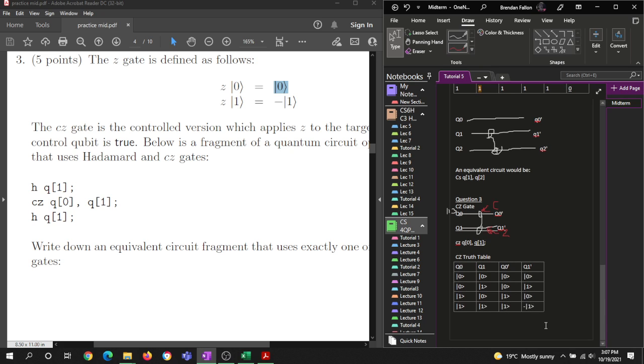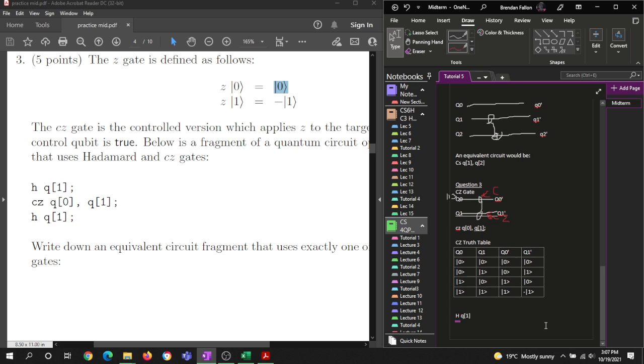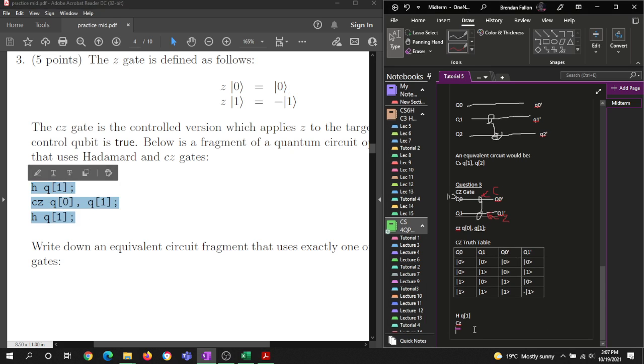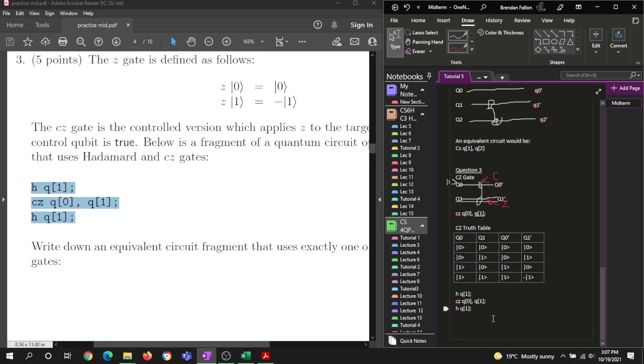So now let's actually work through the actual question and see how we would get an equivalent circuit gate there. I did that mostly for myself, to understand how this gate is working and why it's working. So now let's actually get to this. Obviously, you wouldn't have to show me what a CZ gate is on the midterm, but if you have time and it helps for clarity, feel free to throw that in there.